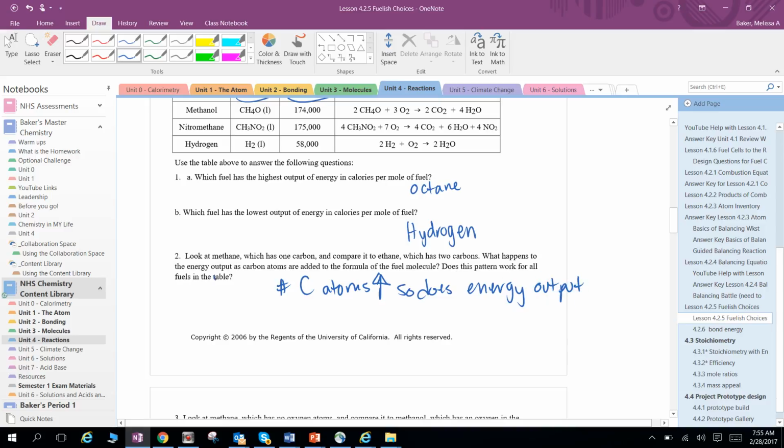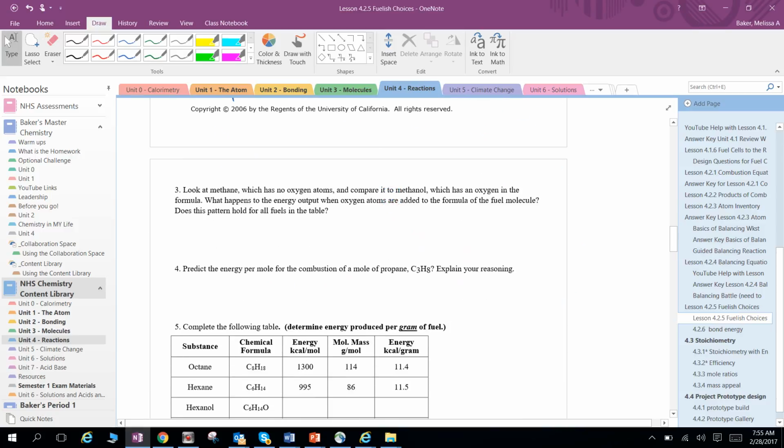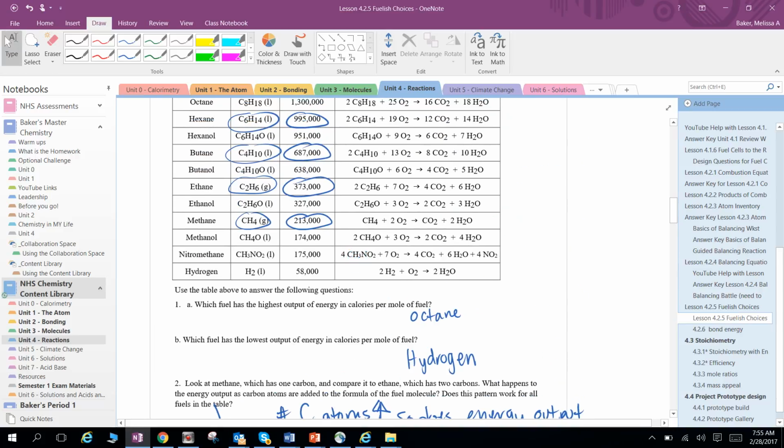And yes, the pattern works for all the fuels in that table. Now we're going to look at what happens when you add an oxygen to the molecule. So let's compare methane versus methanol. They're very similar, only methanol has an oxygen.